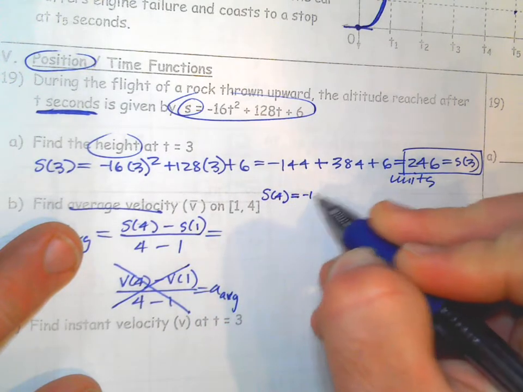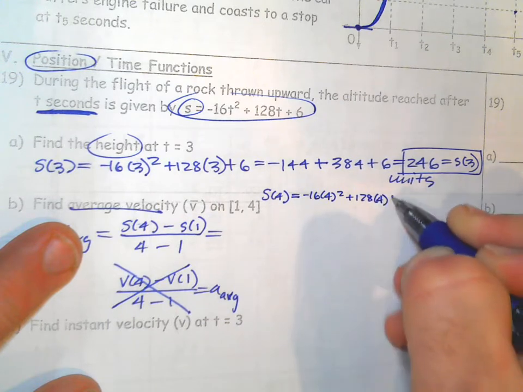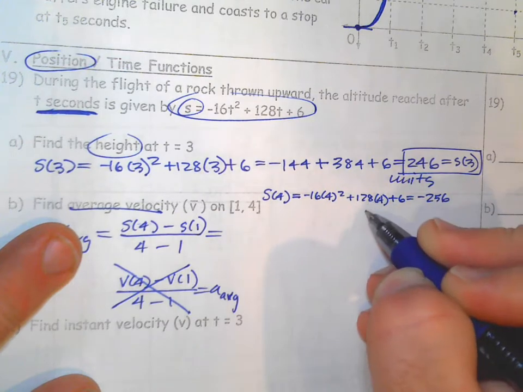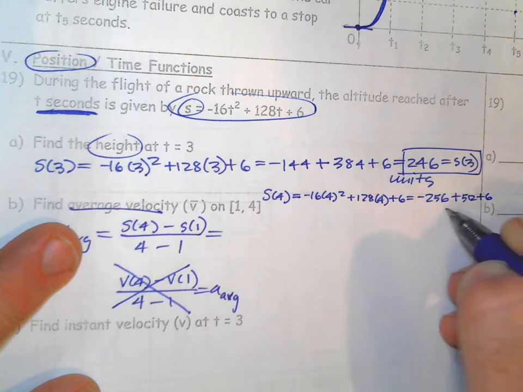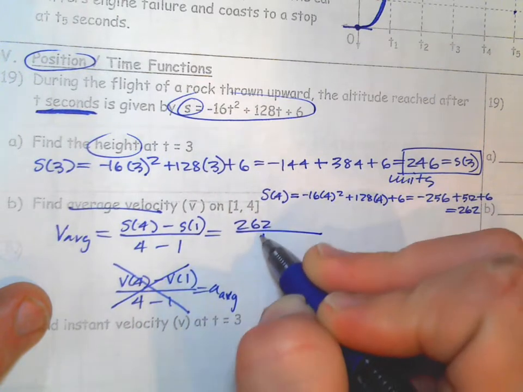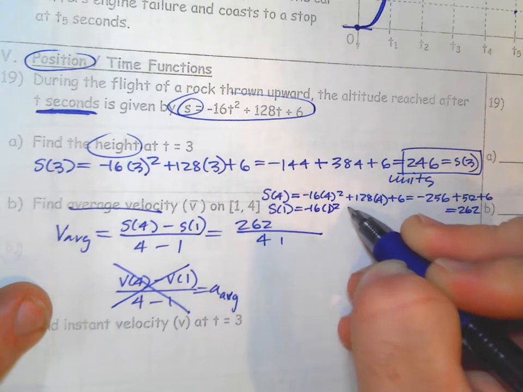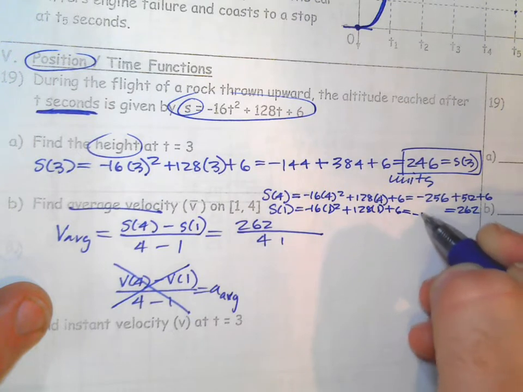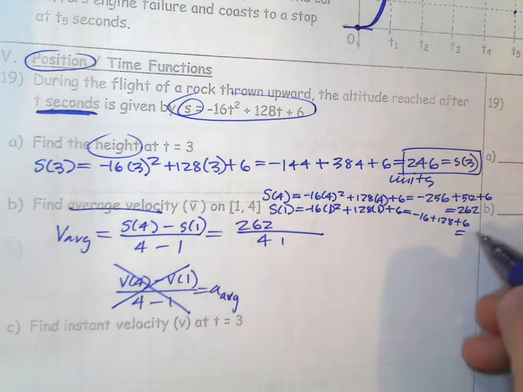S4 would be negative 16 times 4 squared plus 128 times 4 plus 6. 16 times 16 is negative 256. This is 512 plus 6, that's 262. And S of 1 would be negative 16 plus 128 plus 6. So that would be 118.